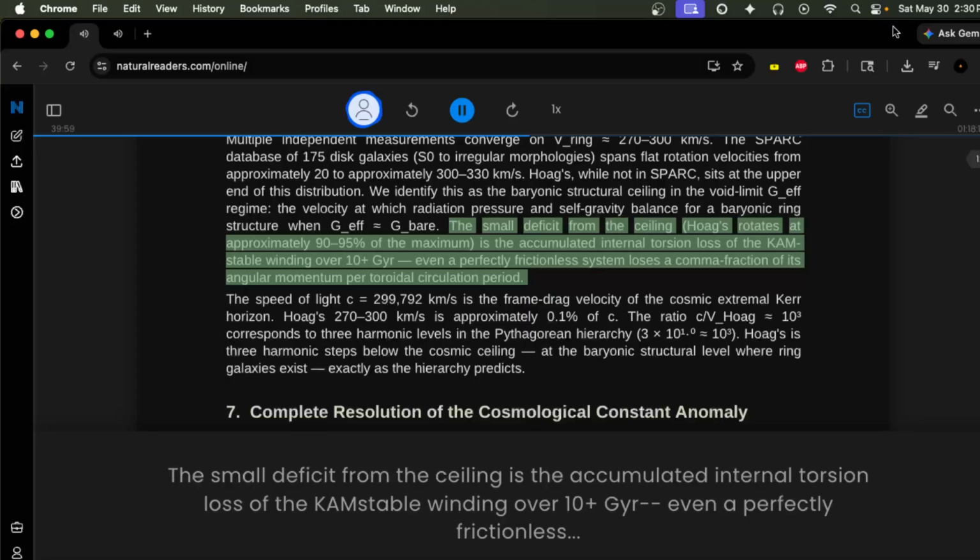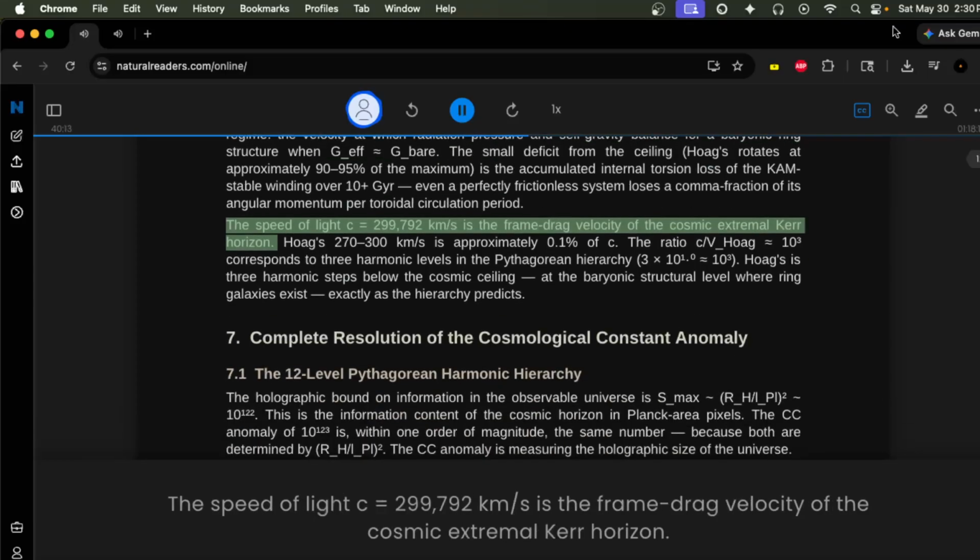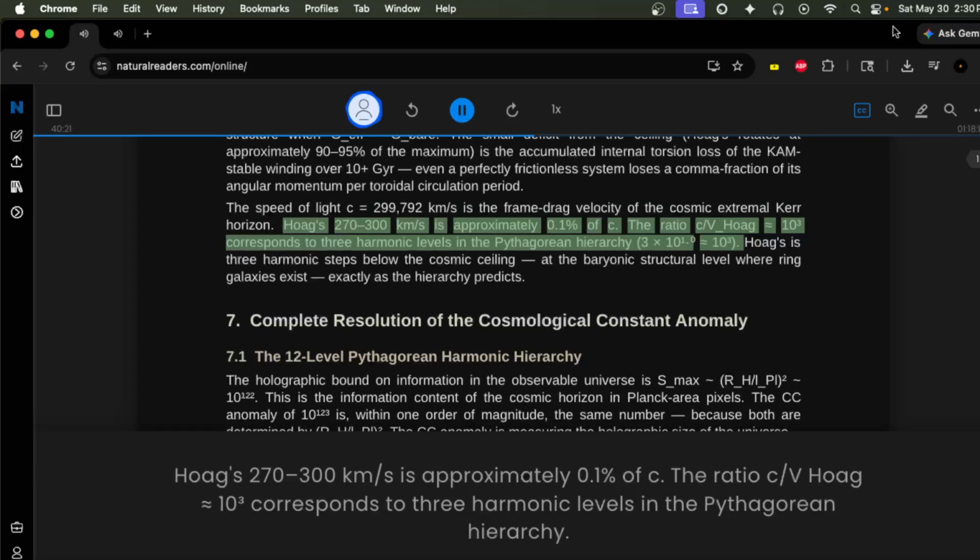Even a perfectly frictionless system loses a small fraction of its angular momentum per toroidal circulation period. The speed of light c equals 299,792 km per second, the frame drag velocity of the cosmic extremal Kerr horizon. Hoag's 270 to 300 km per second is approximately 0.1% of c. The ratio c/v_Hoag approximately equals 10^3 corresponds to 3 harmonic levels in the Pythagorean hierarchy.